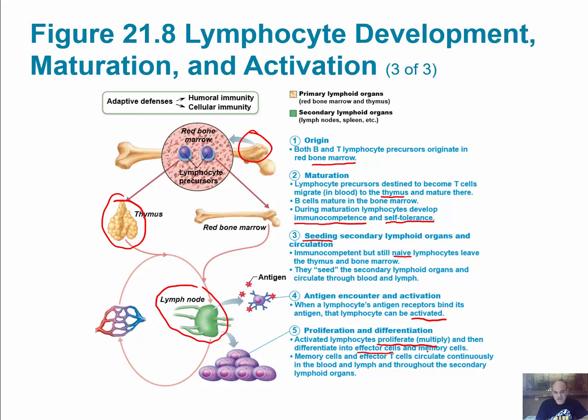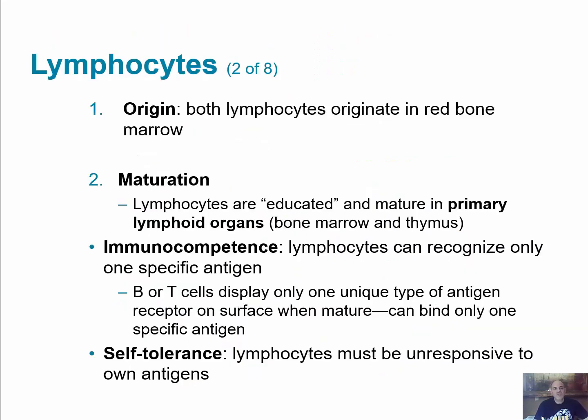And so there's the effector or memory cells. Memory cells and effector T cells are going to circulate continuously in the blood and lymph and throughout secondary lymphoid organs. So we can see the steps here. We went over that. In the origin, the lymphocytes originate in the red bone marrow. During maturation, the lymphocytes become educated and mature in the primary lymphoid organs, which is either the bone marrow or the thymus, depending on if it's the B cells or the T cells.